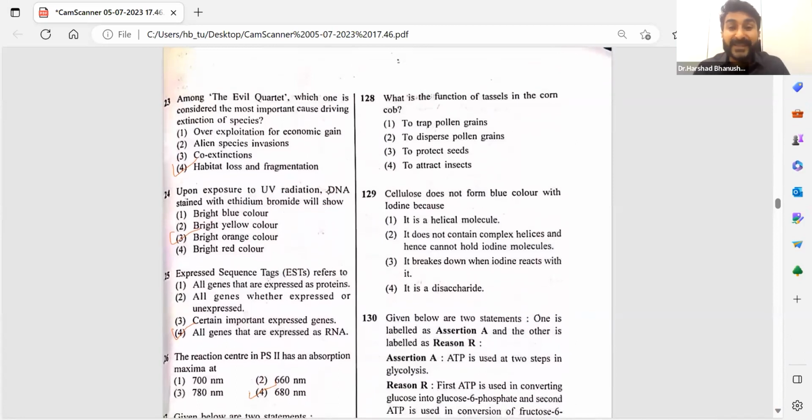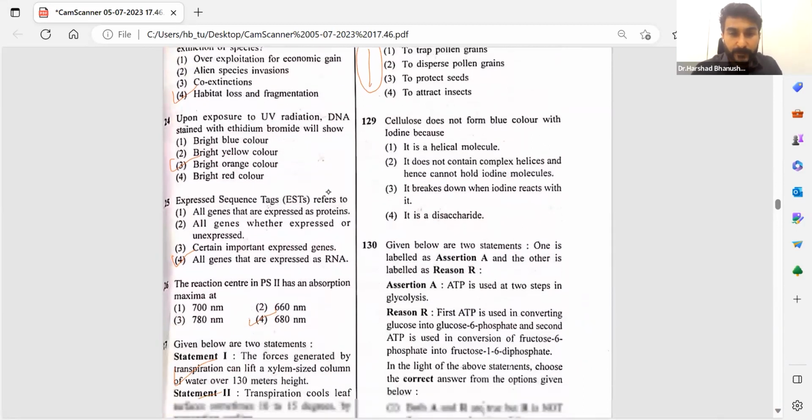What is the function of tassels in the corn? Mind you, tassels of corn are stigma and style. If they are stigma and style, that means they would be helping to trap pollen. So the answer would be option number one.